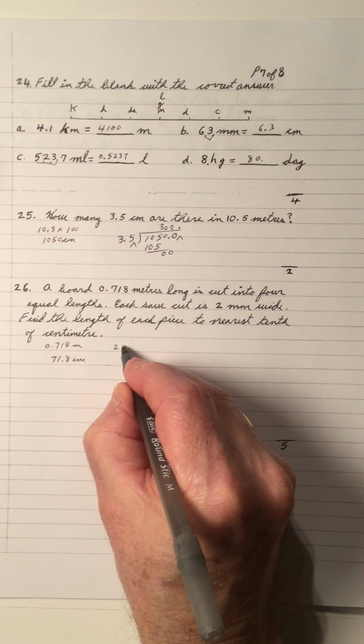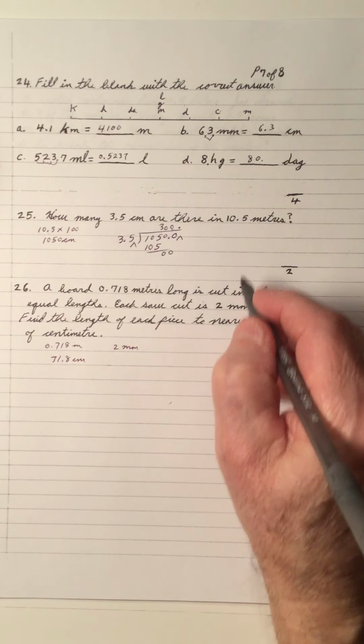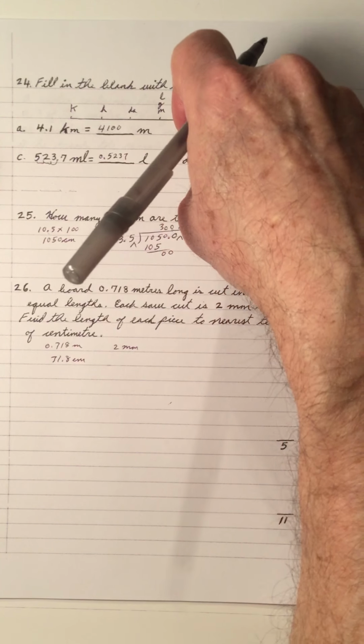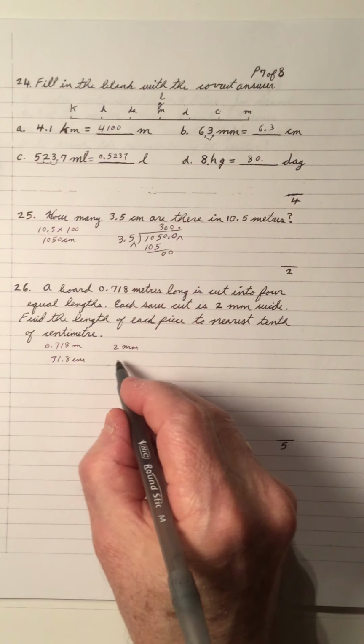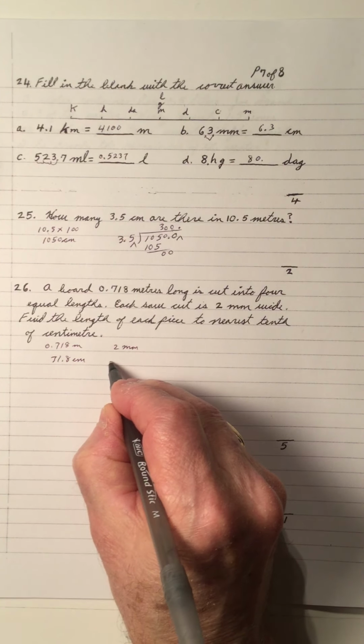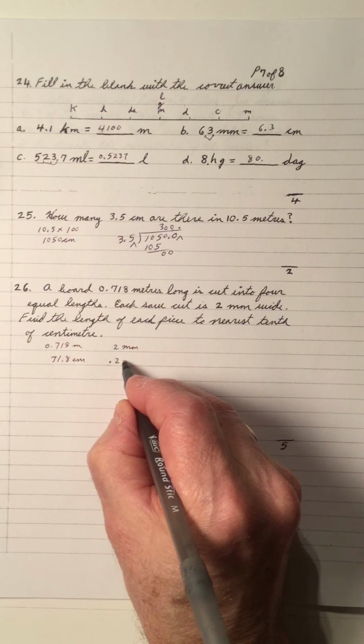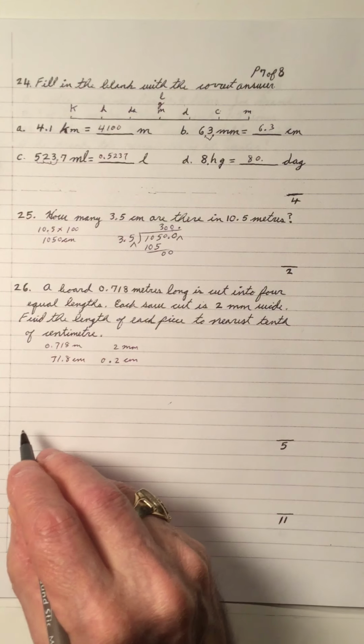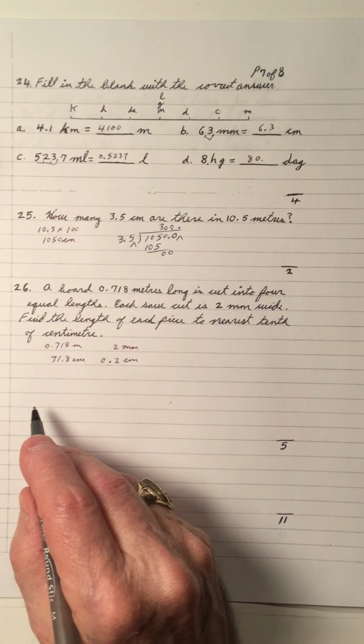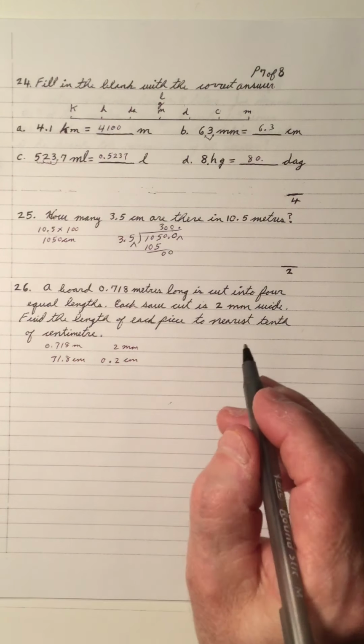And 2 millimeters. Millimeters to centimeters is divided by 10 or move 1 place left. So it's 0.2 centimeters. Okay, now we have, let's explain.